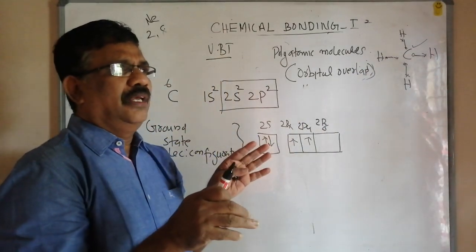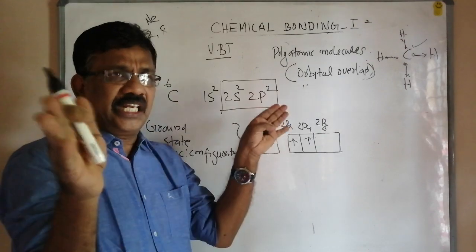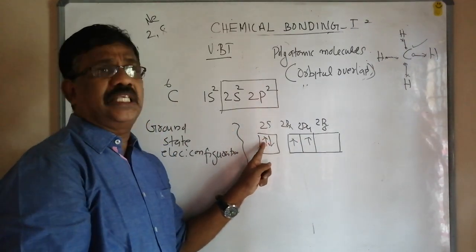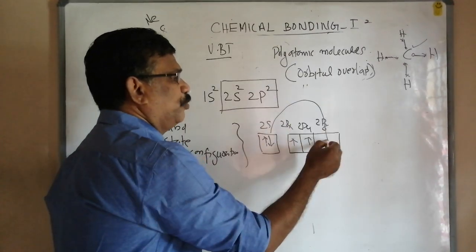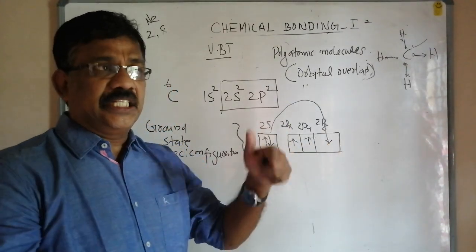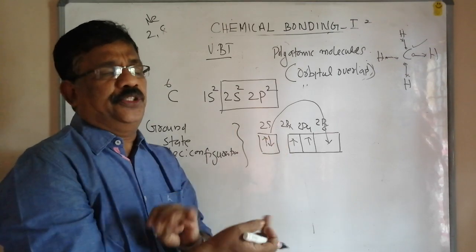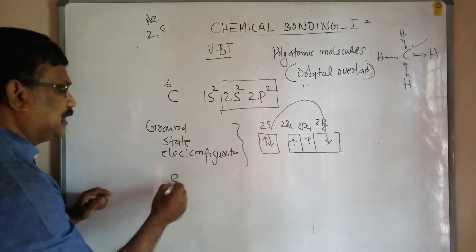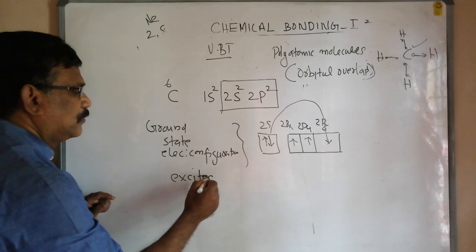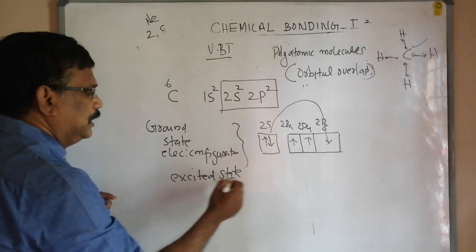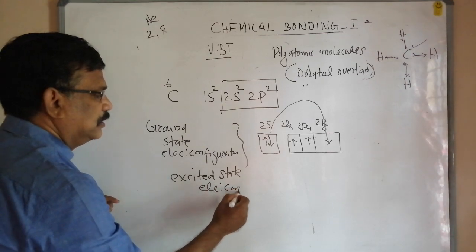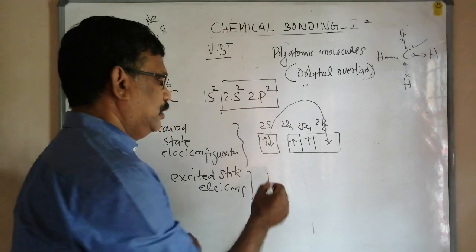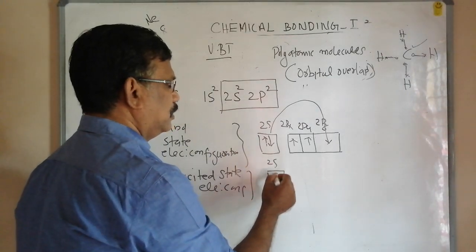When hydrogen approaches, when energy is supplied, one of the 2s electrons is promoted to the vacant 2p level. When energy is applied and the hydrogen atom approaches, that state is known as the excited state. So the excited state electronic configuration: 2s2 becomes 2s1, only one electron.